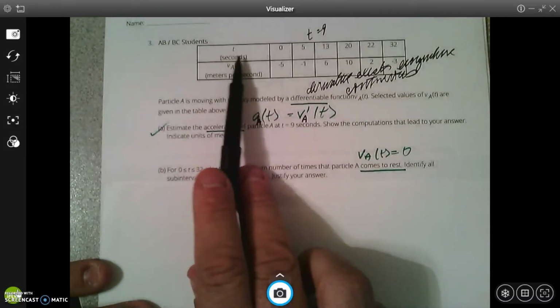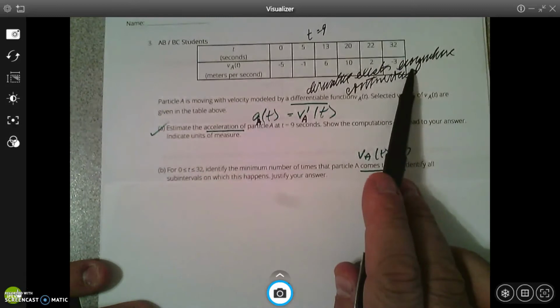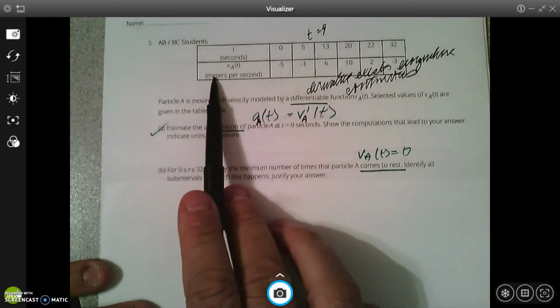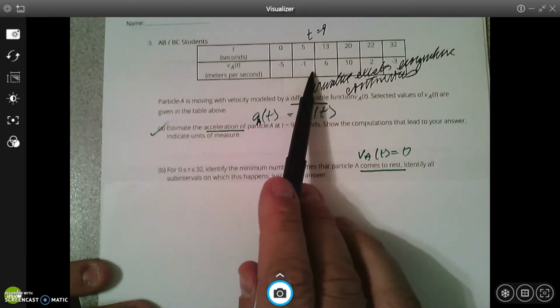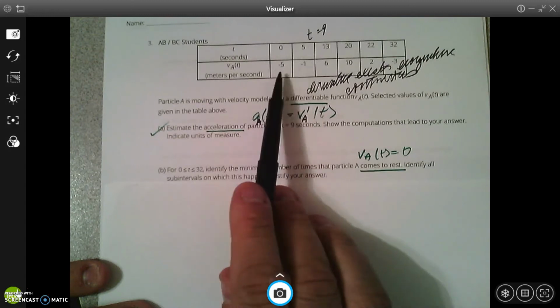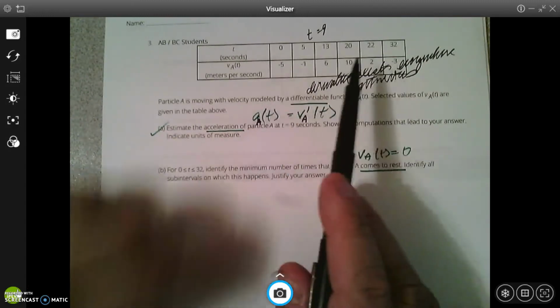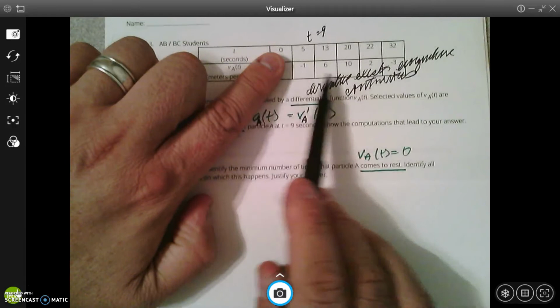So let's scan the data. Where do we expect that the velocity has to be equal to 0? Well, here the velocity is -5, here the velocity is -1. Does the velocity have to be equal to 0 between these two places? No. But how about between 5 and 13?